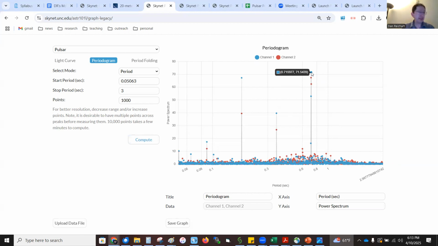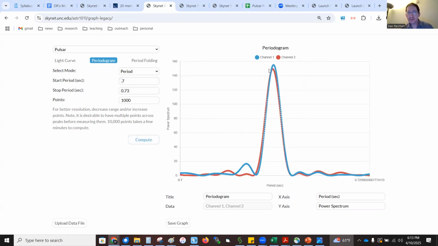Okay, the next step is to measure this period accurately. There are only a couple of points on this spike, so we want to zoom in so we can get a better measurement. It's around 0.715. So let's search from a start period of 0.7 to a stop period of 0.73. So zooming in on that spike, there it is.